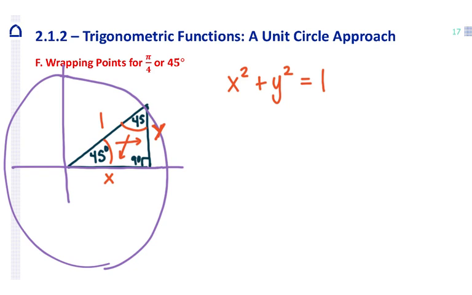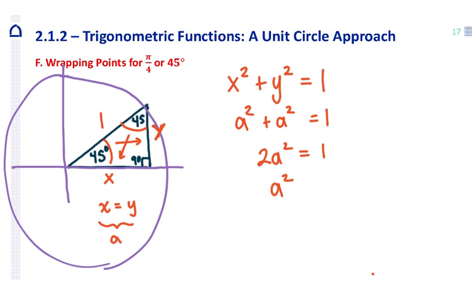These two, because the opposite angles are both 45, we know that these both will be the same distance. The x is going to equal the y. So let's say they're both some value a. We have a squared plus a squared equals 1. So that's 2a squared equals 1. And then we'll divide both sides by 2. A squared is 1/2. We'll take the square root of both sides.